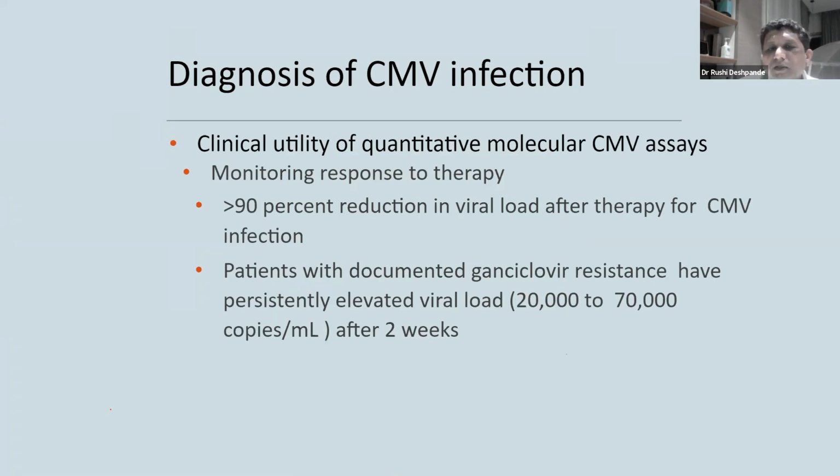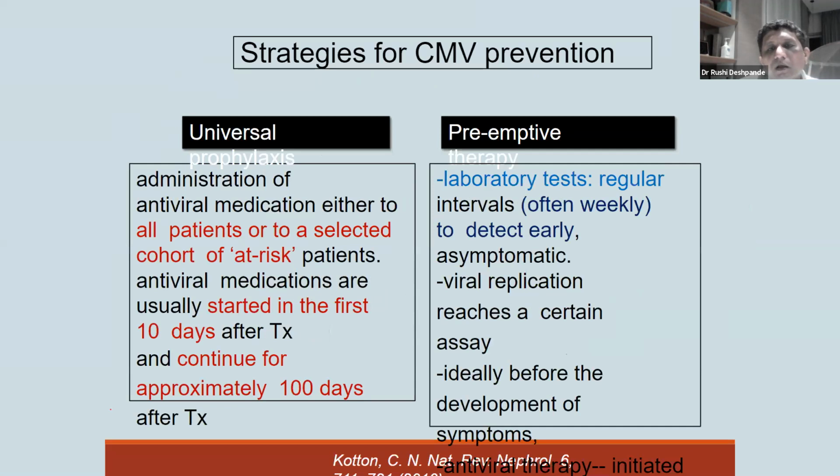PCR, like we said, a 90% reduction in viral load after therapy for CMV infection means you know that the treatment is working. If the CMV titer is not coming down with ganciclovir, then you will label it as primarily ganciclovir resistant. Even at 2 weeks, if there is no response, you will use drugs other than ganciclovir in these patients. How to prevent CMV?